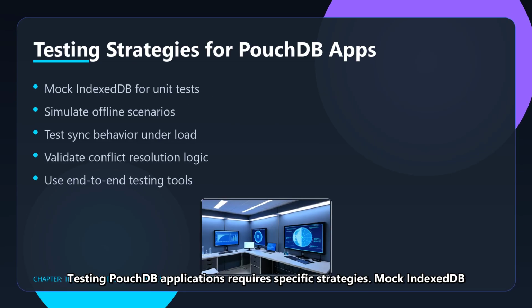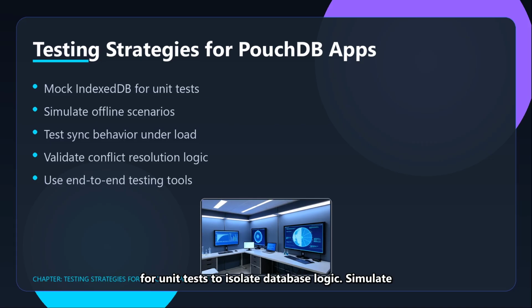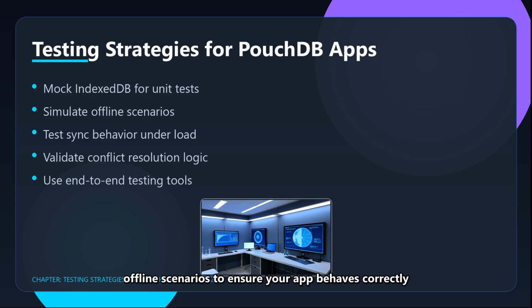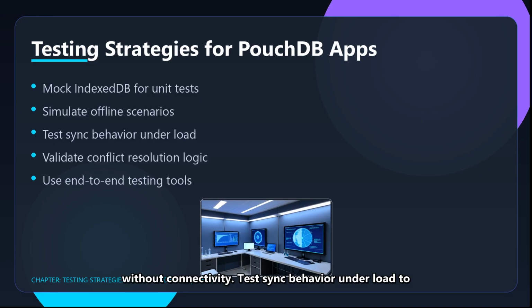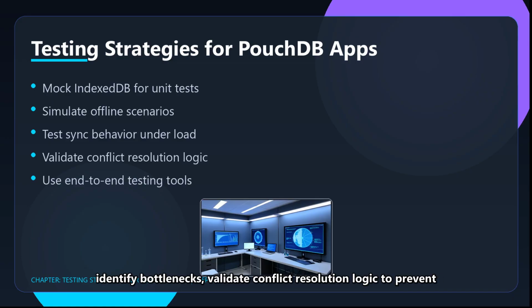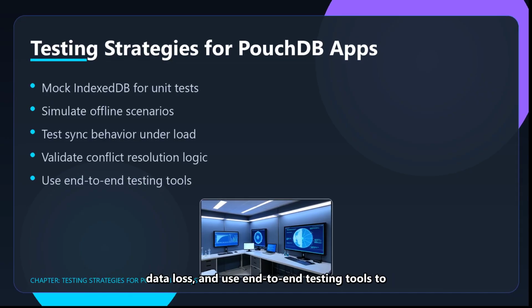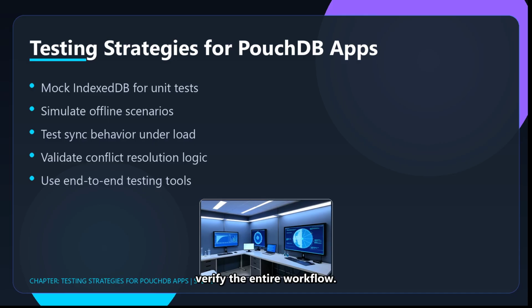Testing PouchDB applications requires specific strategies. Mock IndexedDB for unit tests to isolate database logic. Simulate offline scenarios to ensure your app behaves correctly without connectivity. Test sync behavior under load to identify bottlenecks. Validate conflict resolution logic to prevent data loss. And use end-to-end testing tools to verify the entire workflow.